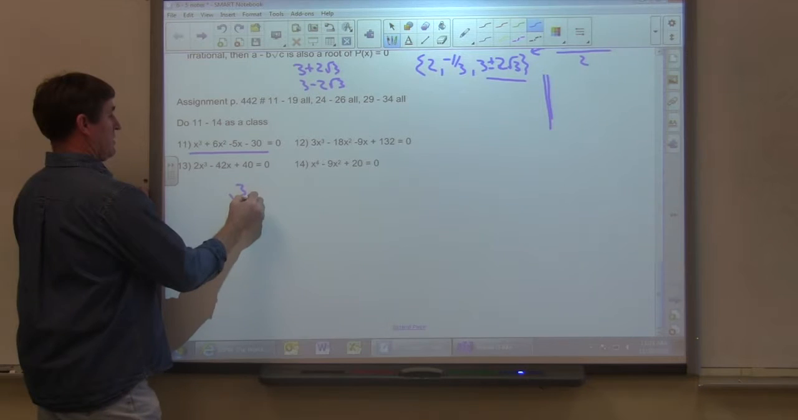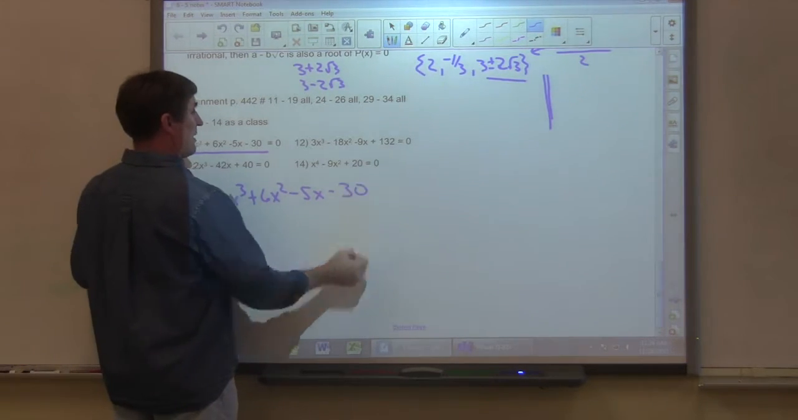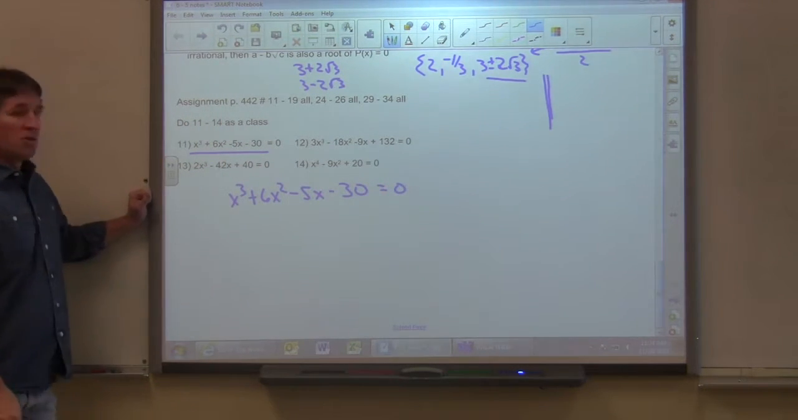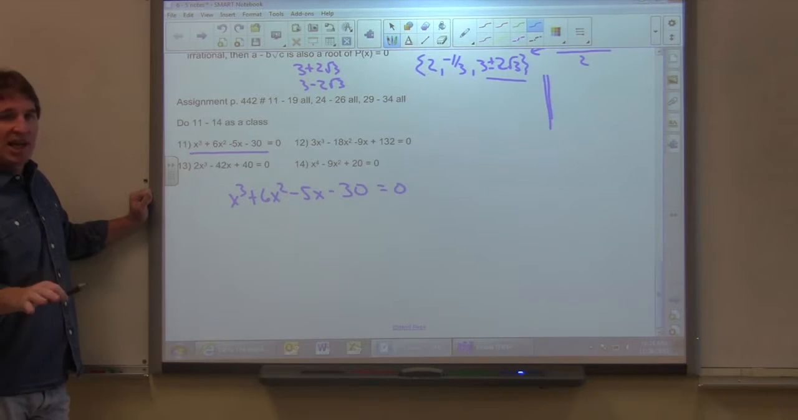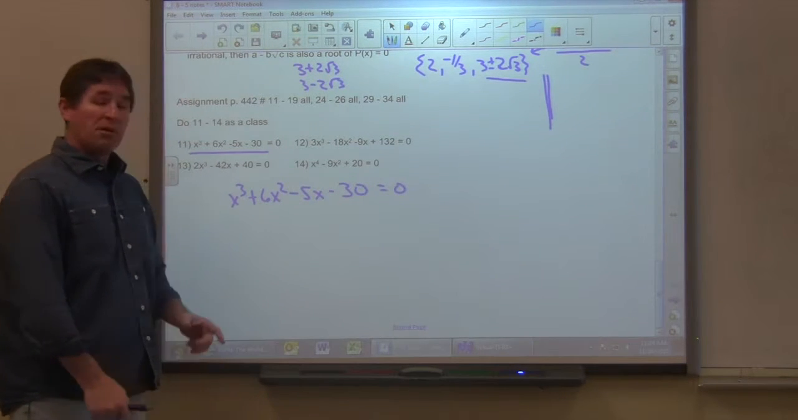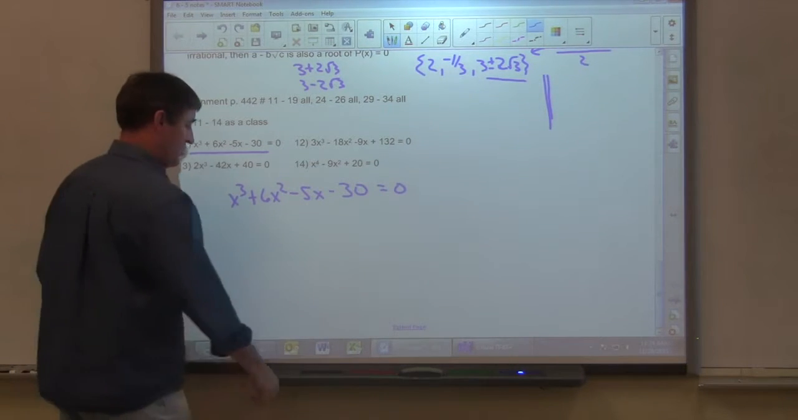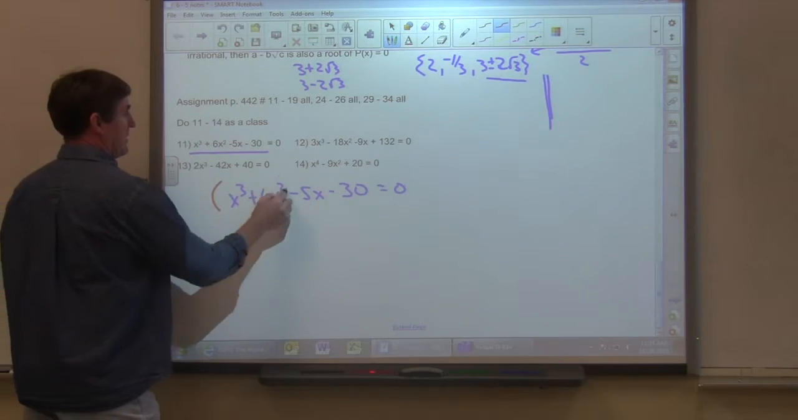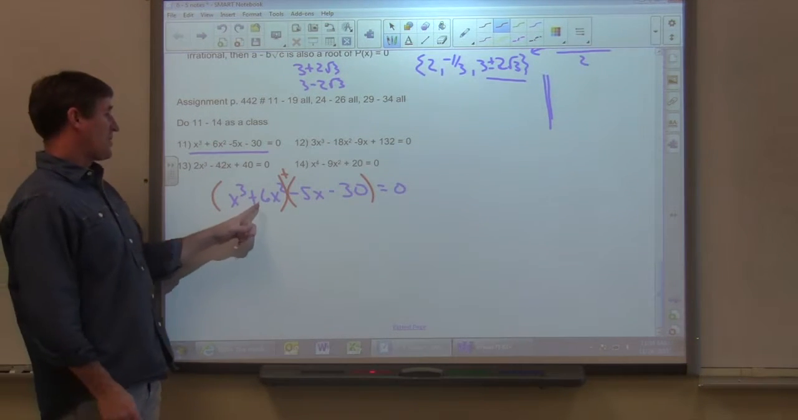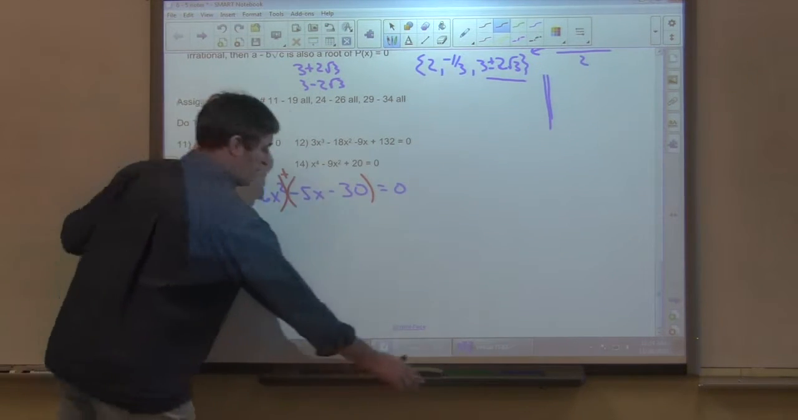So x cubed plus 6x squared minus 5x minus 30 equals 0. The first thing we always want to do is check and see if we can factor it. There is no greatest common factor, so we can't do that. But if you go to your notes from factoring, remember if it's more than 3 terms, we want to group. And so we can just try this. It will work sometimes, other times it won't. So we get x cubed plus 6x squared in one group, and minus 5x minus 30 in the other.